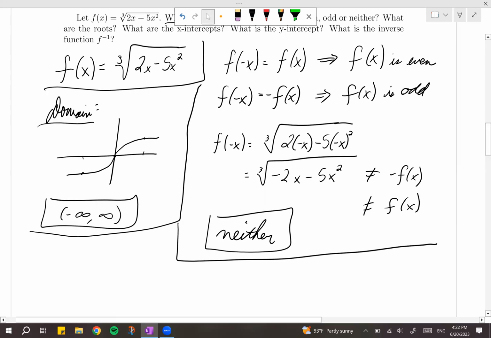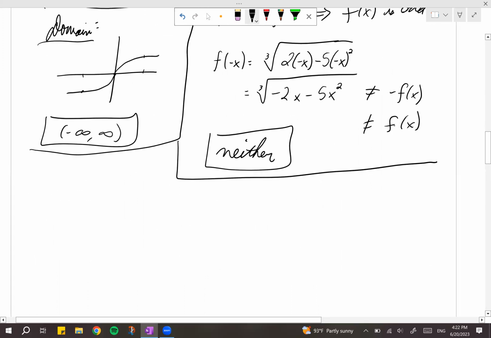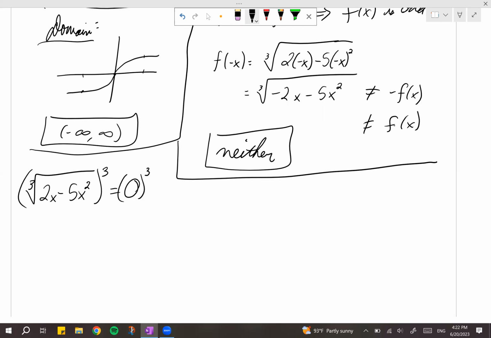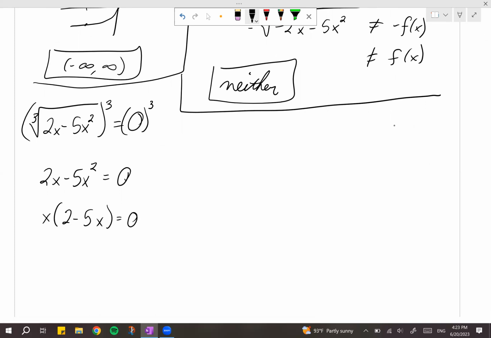All right. Then it asks, what are the roots? We just did is it even, odd, or neither? So now it's asking, what are the roots? So we're going to set the cube root of 2x minus 5x squared equal to 0, and solve for x. So I can cube both sides, and I'm going to get 2x minus 5x squared equals 0. All right. And then I'm going to pull a common x out, and I'm going to get x times 2 minus 5x equals 0.